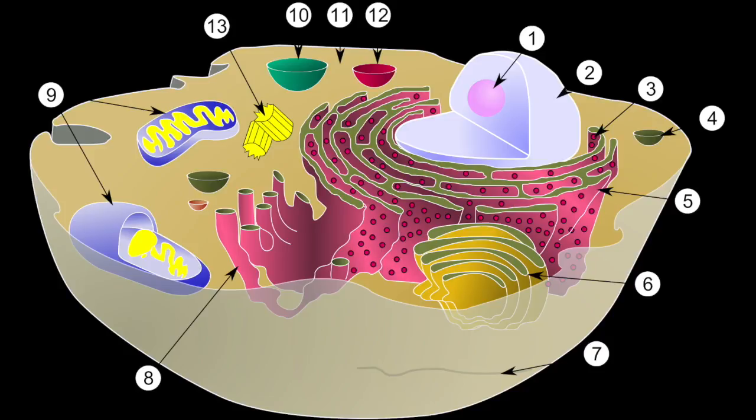Mitochondria are organelles that convert the chemical energy stored in food into compounds that are more convenient for the cell to use. Mitochondria are enclosed in two membranes, an outer membrane and an inner membrane. The inner membrane is folded up inside the organelle.